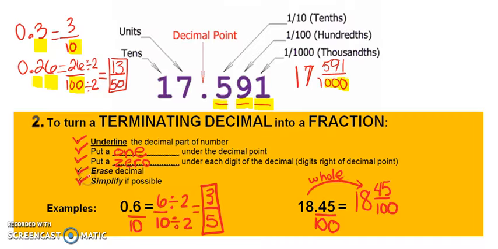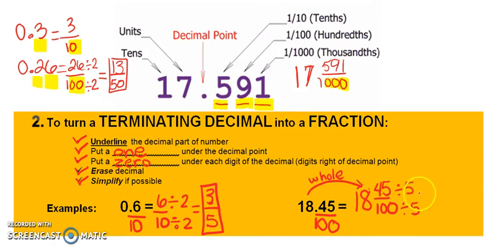Now let's see if we can simplify. Now we have 18 and 45 hundredths. Notice 100 is even and could be divided by 2, but there are also a lot of other numbers that go into 100. Let's see what will also go into 45. Now 45 is not even, it's an odd number. So is it going to be divisible by 2? No. So this time we're not going to divide by 2. Let's think of another number that goes into both. If you said 5, you are right.